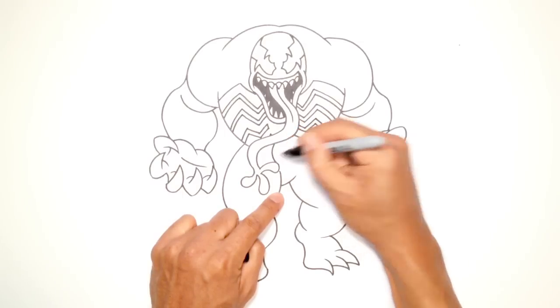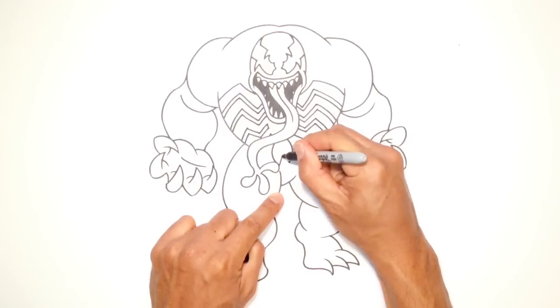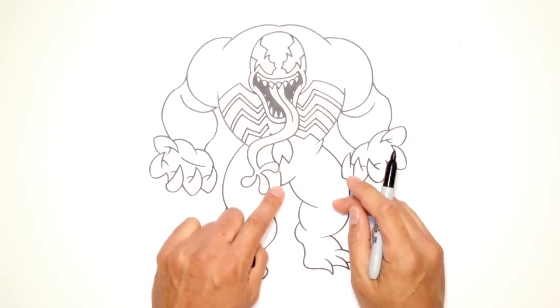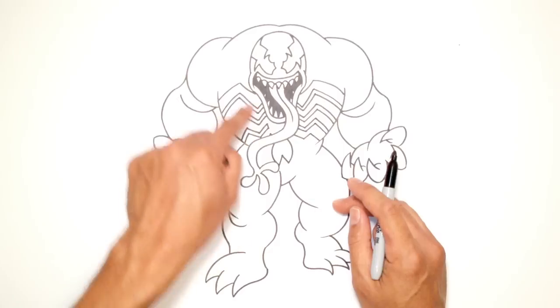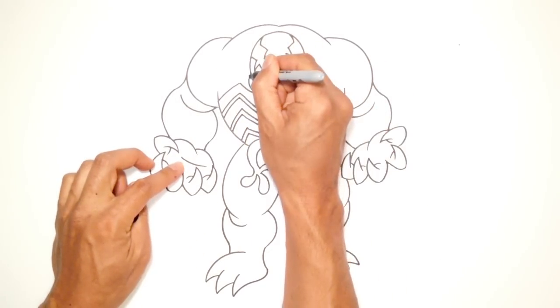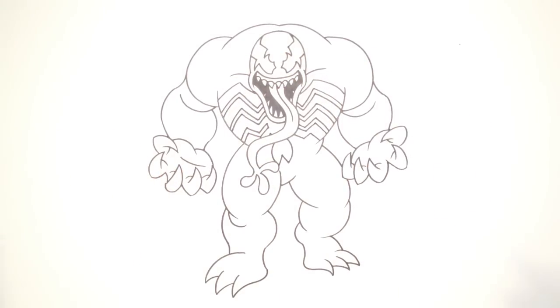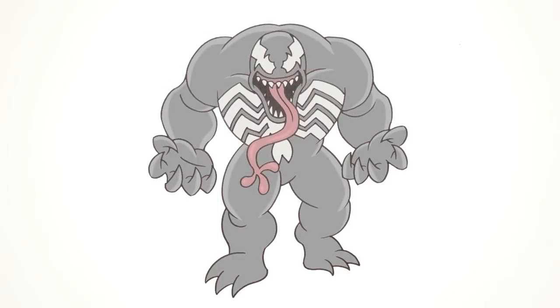And from this point, I'm just going to draw a curve. 2 curves going in towards each other. And from here, sort of like an upside down V. And I think that should basically close off all the way through. Just draw the top of his chest. So from right beside the mouth, draw a curve going one way, curve going the other. And I think that's it. There we have it. There's Venom.